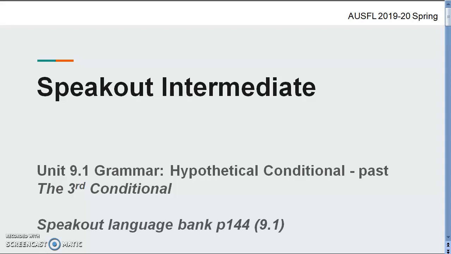Hello ladies and gentlemen, this is the first of two presentations about Unit 9.1 Grammar connected with conditional sentences. This first one looks specifically at the hypothetical conditional talking about the past, often called the third conditional. You can find information about this in your course book, page 144.